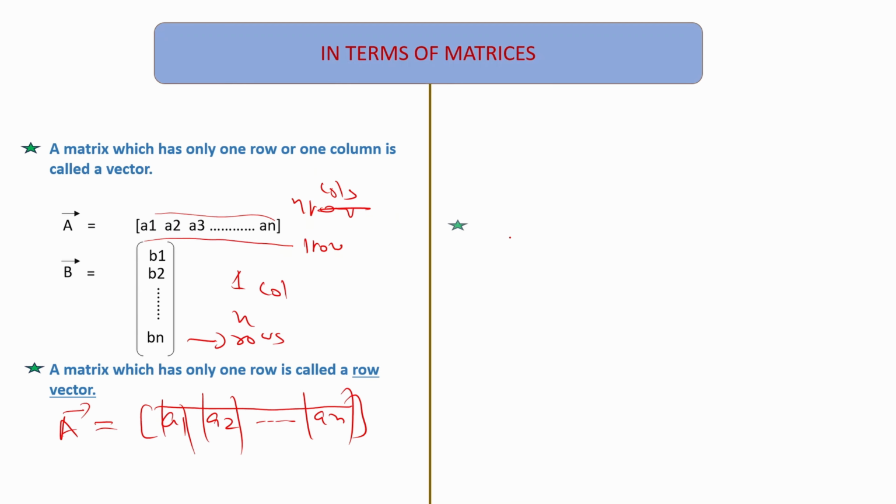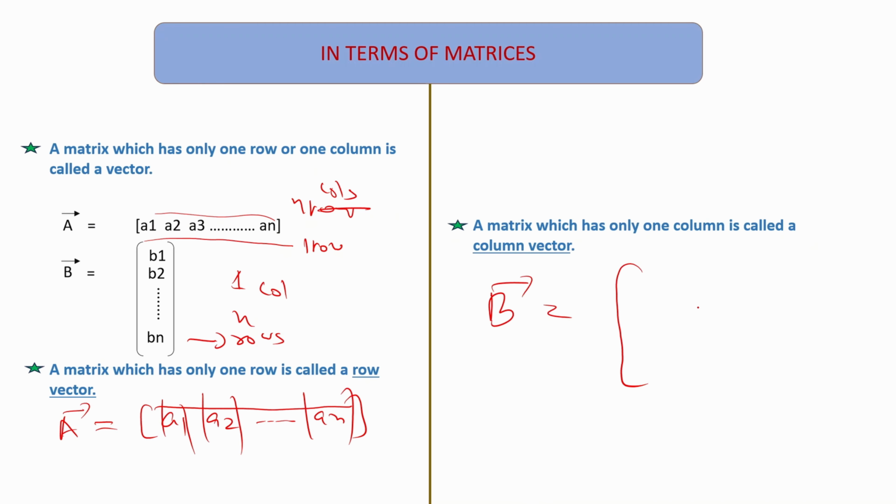On the other hand, a column vector is a vector which has only one column, but it can have any number of rows. For example, we have a vector B and it has n number of rows, B1, B2 up to Bn. Now as you can see in this vector, we have one column but we have n number of rows. So this is what a column vector is.